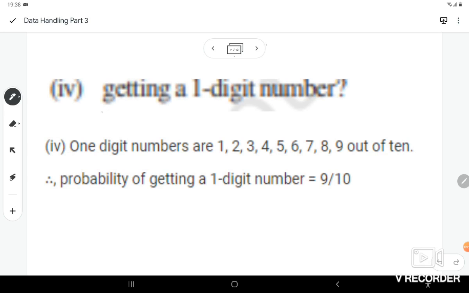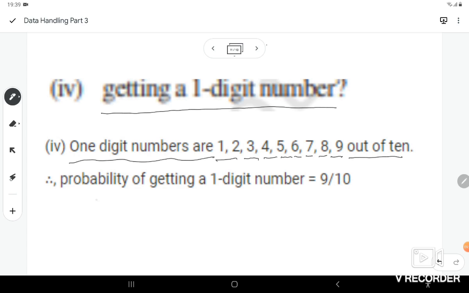Now it says find the probability of getting a 1-digit number out of digits written from 1 to 10. So 1-digit numbers are 1, 2, 3, 4, 5, 6, 7, 8 and 9 out of 10. So therefore probability of getting a 1-digit number would be 9 by 10.